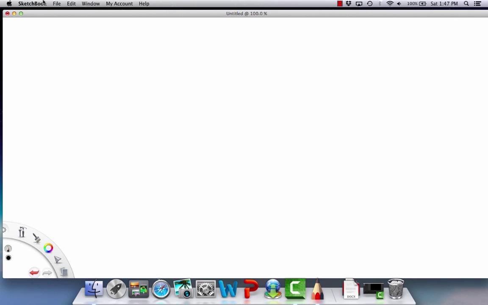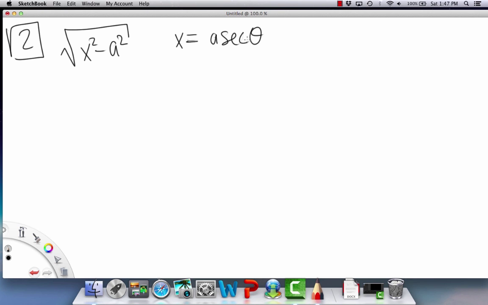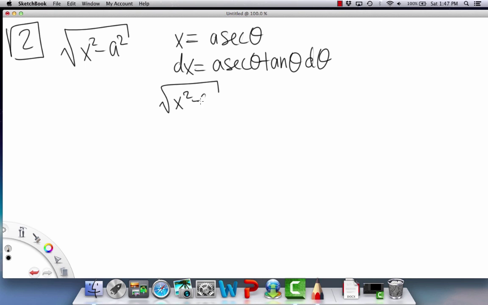Now let's move on to number 2. So case number 2 is when the x's and the a's are switched. So then we'll have x squared minus a squared. Okay? So the 3 mini formulas here are x equals a secant theta, dx consequently equals a secant theta tangent theta d theta. Okay? And then our square root part, this whole thing equals a tangent theta.